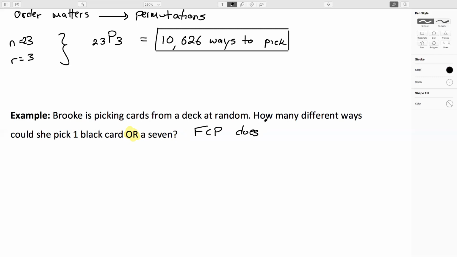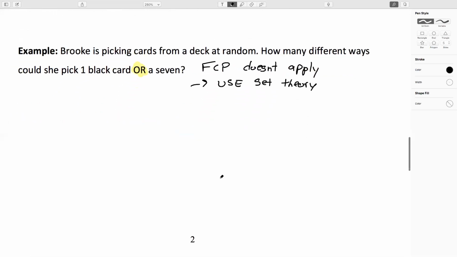So the FCP doesn't apply. So what that tells me is we've got to use set theory, which means we've got to use the Venn diagrams. So what we're going to do is create a Venn diagram for all black cards and a Venn diagram for 7s, and we're going to see what falls in the middle.